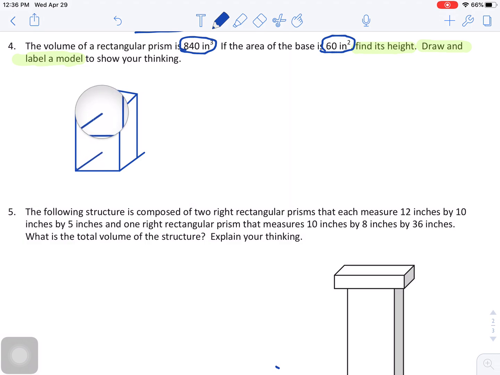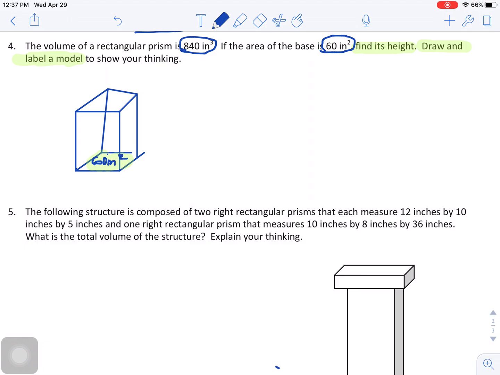If this was a solid object, you wouldn't be able to see through. And I know that these are not perfect lines, but we'll go there. Okay, so I'm going to shade the base, and I'm going to label that. The base is what it sits on, and that is 60 inches squared.